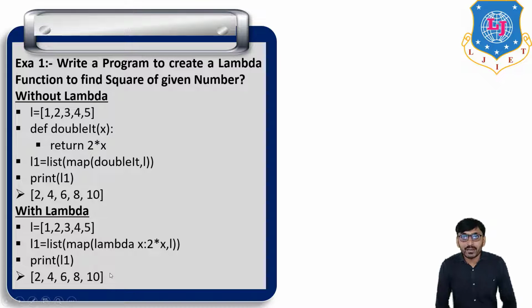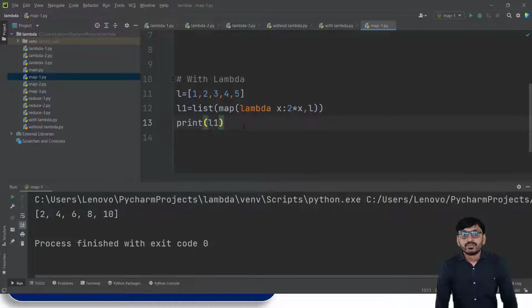Now the same program we run in PyCharm. So with lambda, L is a list, then L1 is a list, map and lambda function, and print L1. So this is by using a lambda function. So if we run this program, then the output is 2, 4, 6, 8, 10. Same. So we solved this problem without lambda function and with lambda function.